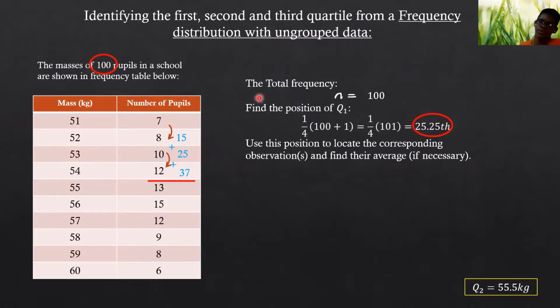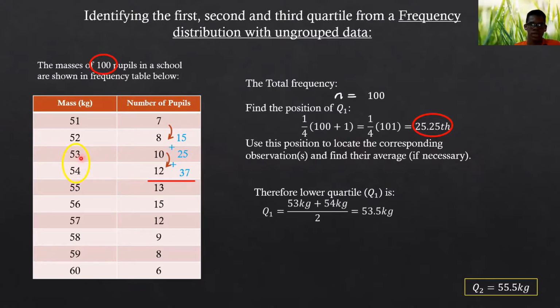If we land plumb on the value, of course, you just take it as it is, but because we're working with decimals, this can happen. So because it's 25.25, it goes over into the second observation, 54, and we're going to take the average between these two. Just add them and divide by 2. So 53 plus 54 divided by 2, 53.5 is our first quartile.